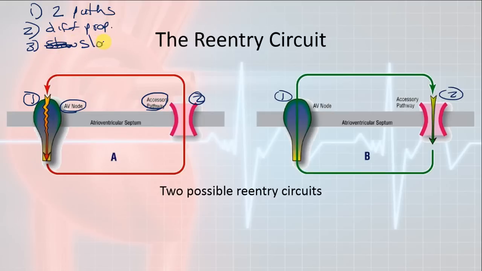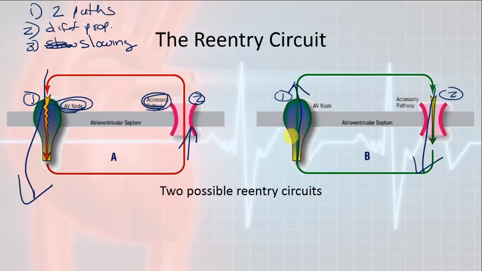Whoops. It's supposed to be slowing. S-L-O-W. The different properties cause a slowing. Does the AV node cause a slowing of it compared to the accessory pathway? Yes, it does. So now we have met all three criteria for a possible reentry circuit. There's two separate pathways. One of them is it goes normally through the AV node and then backwards through the accessory pathway. The other one is it goes through the accessory pathway and then backwards through the AV node.